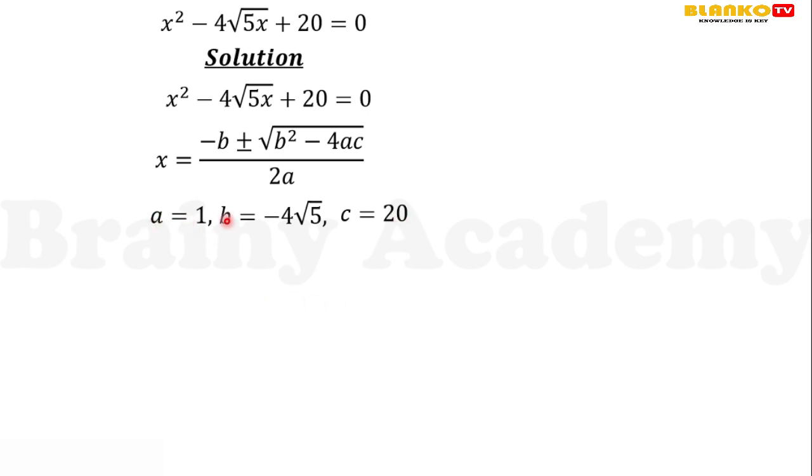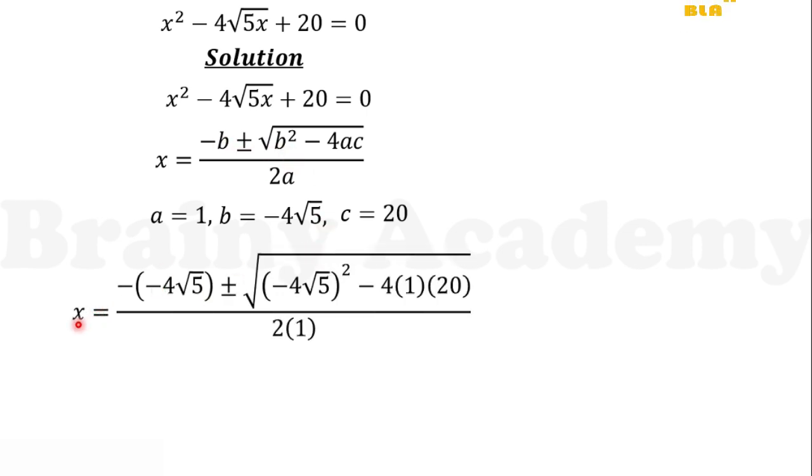Okay, so let's substitute these values into the formula. So we have x equals negative, in brackets, negative 4 multiplying the square root of 5, plus or minus the square root of negative 4 multiplying the square root of 5 in brackets squared, minus 4 multiplying 1 multiplying 20, all over 2 multiplying 1. I hope you understand.